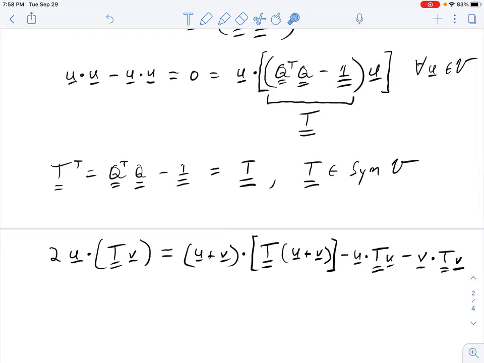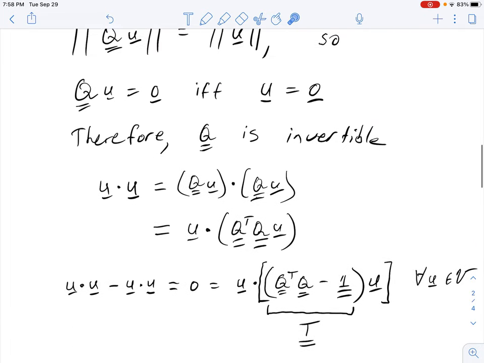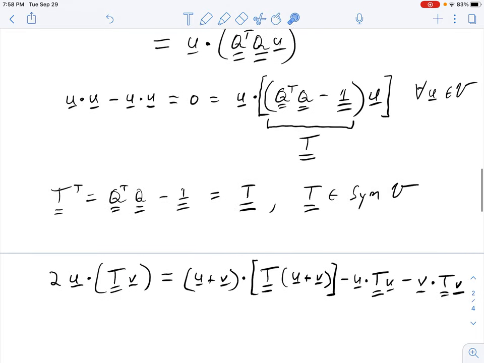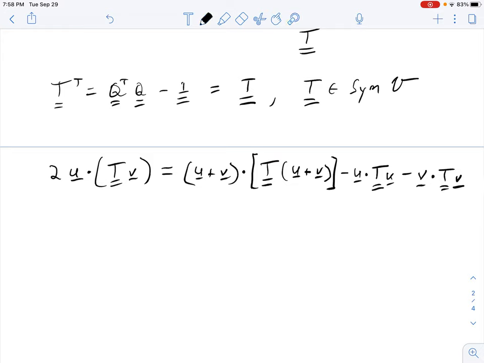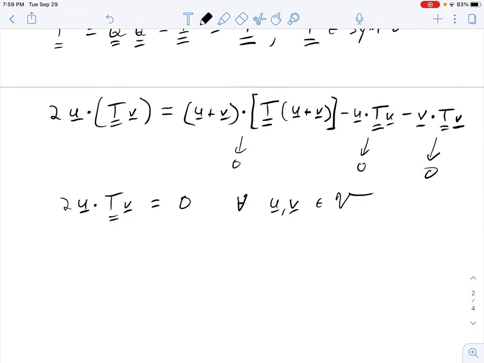But these are all of the form u dot T u on the right hand side, and u plus v is just a vector, and we showed that u dot T u is equal to zero for all u in the vector space. So 2 u dot T v is equal to scalar zero for all u and v in V. So like I said, this can only be the case if T is equal to the zero tensor.